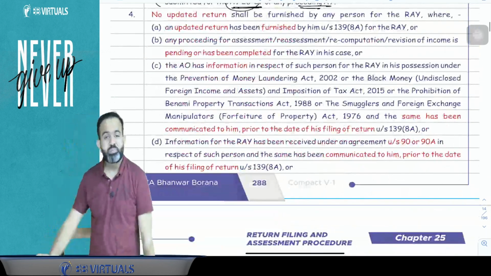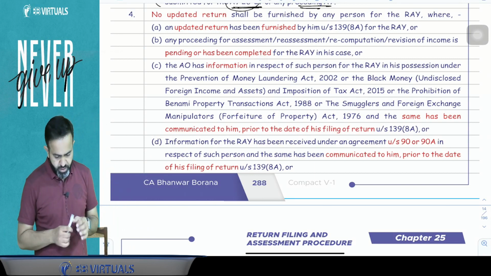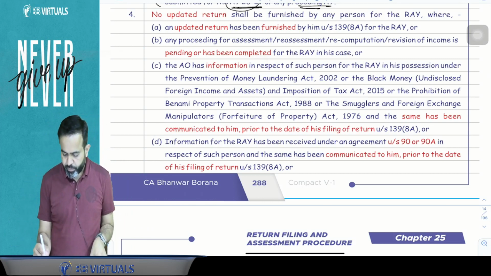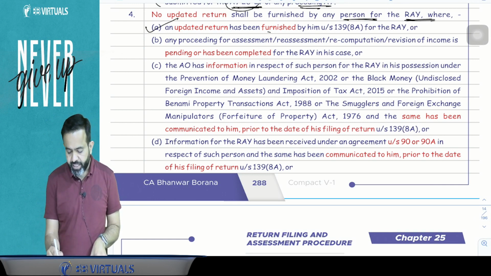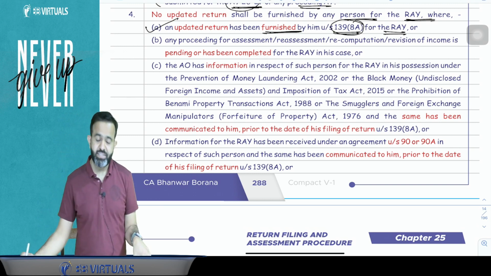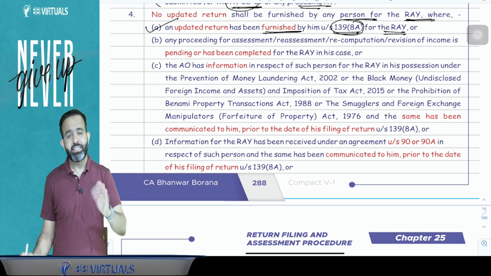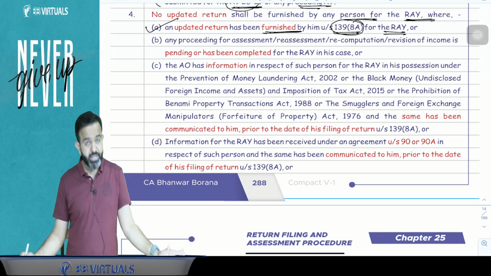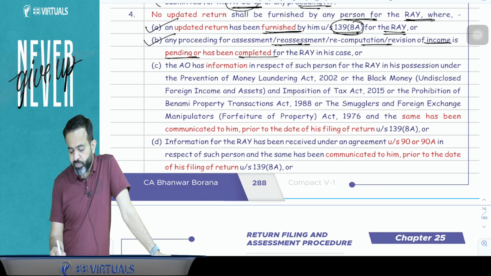Now guys, point number 4, they have given certain more cases where an updated return is not possible. No updated return shall be furnished by any person for the relevant assessment year where an updated return has already been furnished by him under section 139(8)(a) for that relevant assessment year. Means you already filed the updated return earlier, then again you cannot file the updated return. Second point, any proceeding for assessment or reassessment or recomputation or revision of income is pending or has been completed for the relevant assessment year in his case.